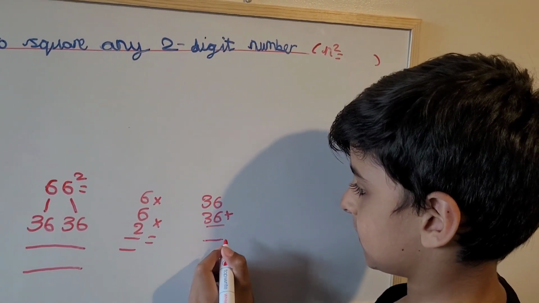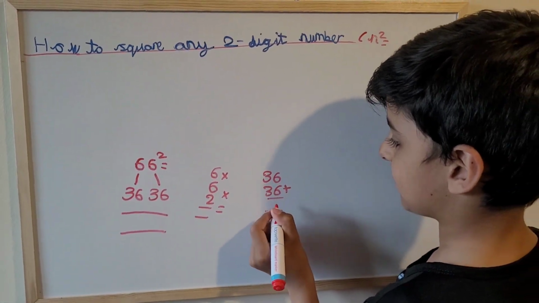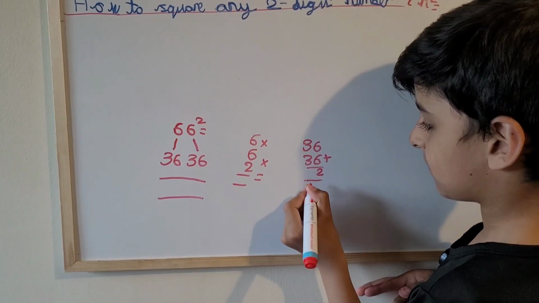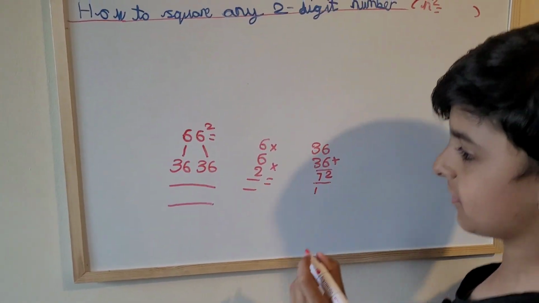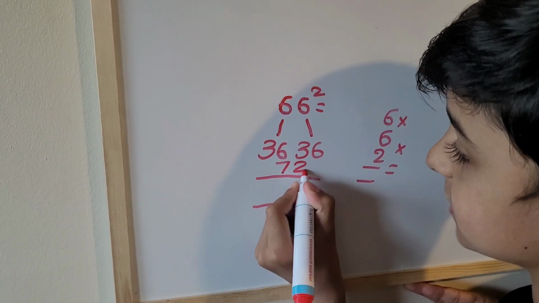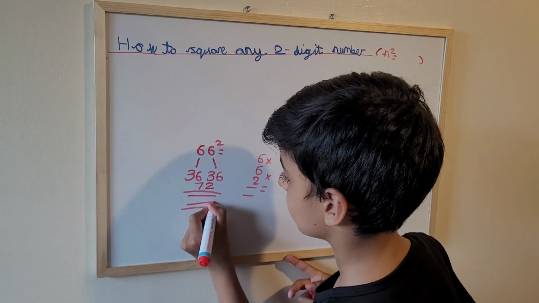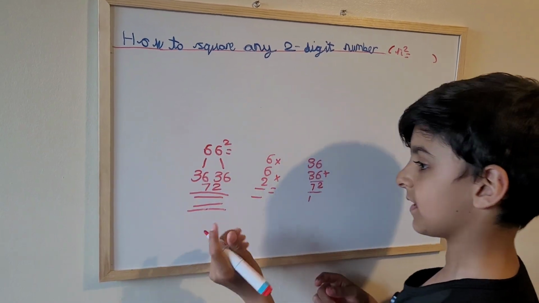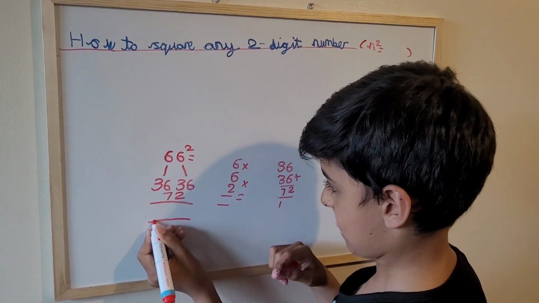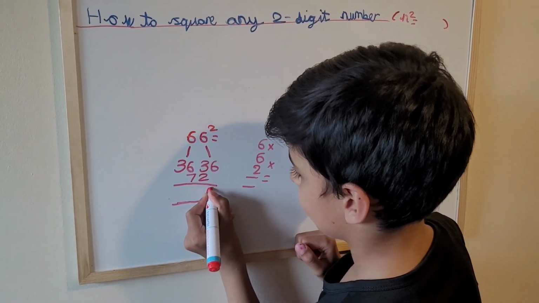Now, you need to add these two same numbers together. 6 plus 6 is 12, write the 2, carry the 1. 3 plus 3 plus 1, 7. 72. You can write it under there in the middle, under each digit. Every number which doesn't have anything under it, we don't do. You leave the 6. Write 6 in.